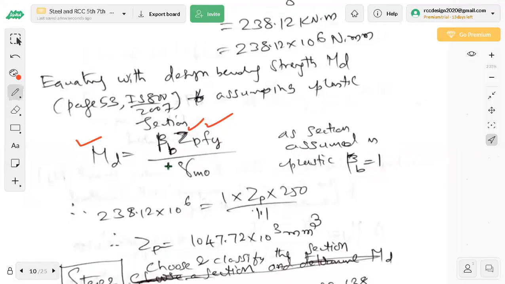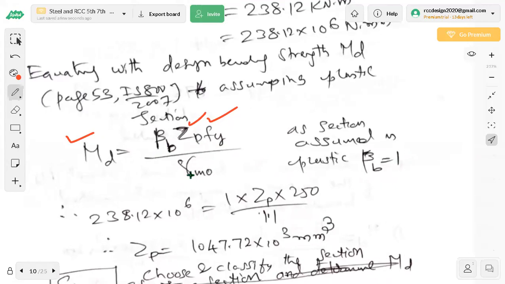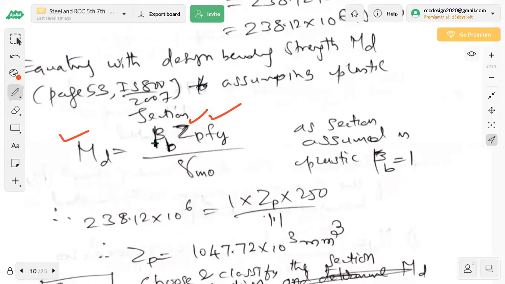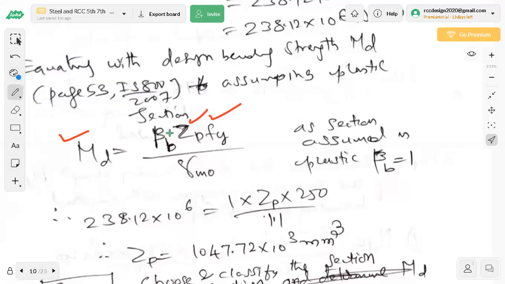Only thing that is extra here is beta B and gamma M naught. Because in design, we have to include these, whether the section is plastic or compact or what. Based on that, I'll show that page also. So here the formula is just modified. It is available on page number 53. So beta B by gamma M naught. Only these two terms are extra from strength of materials, whatever we studied. These two terms are extra, that's it. Because it is a design subject. It is not an analysis subject.